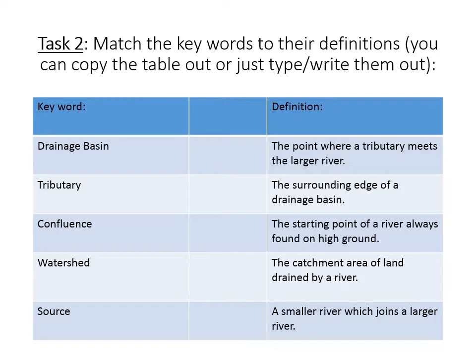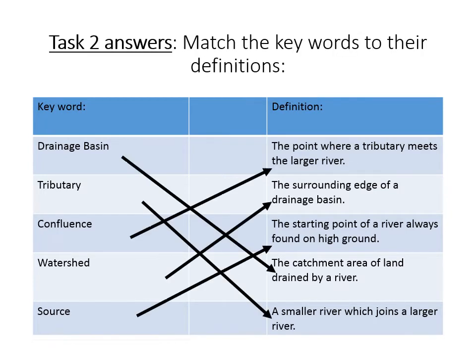Okay, so going through the answers for task 2. There we go. So your drainage basin is the catchment area of land drained by a river. A tributary is a smaller river which joins a larger river. A confluence is the point where the tributary meets the larger river. The watershed is the surrounding edge of a drainage basin, and the source is the start point of a river, always found on high ground.